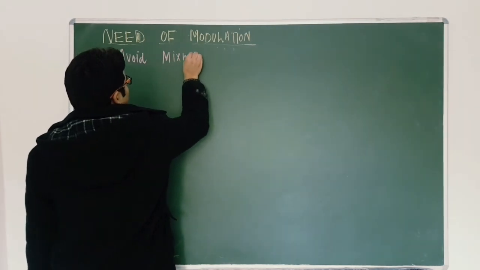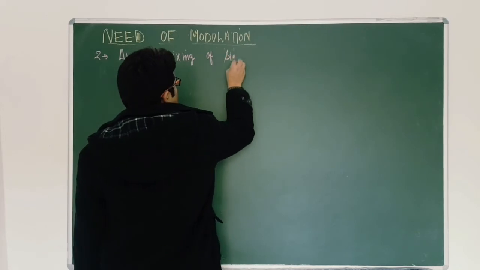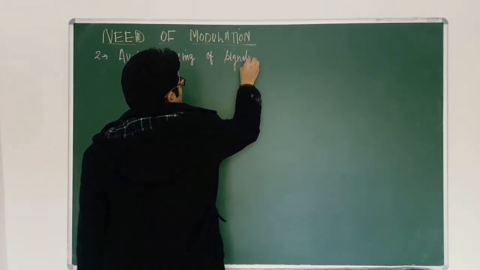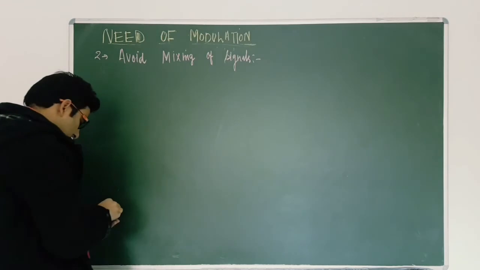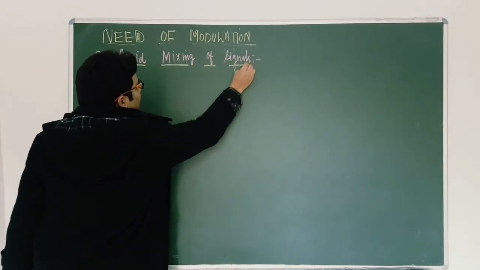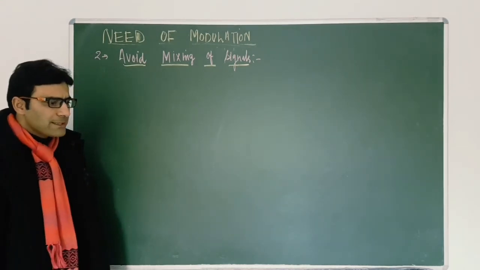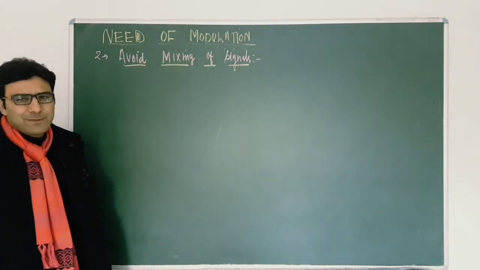So the next important thing, the second thing, is avoid mixing of signals. Avoid mixing of signals. This is very important. Let us see what actually this means. You will see if we have to transmit a radio signal.